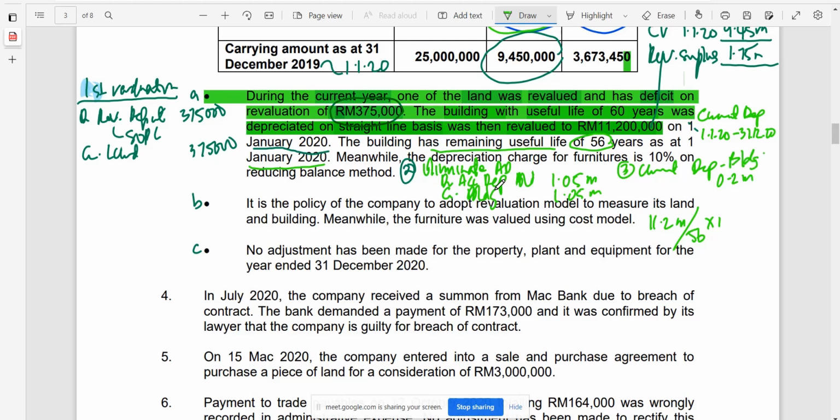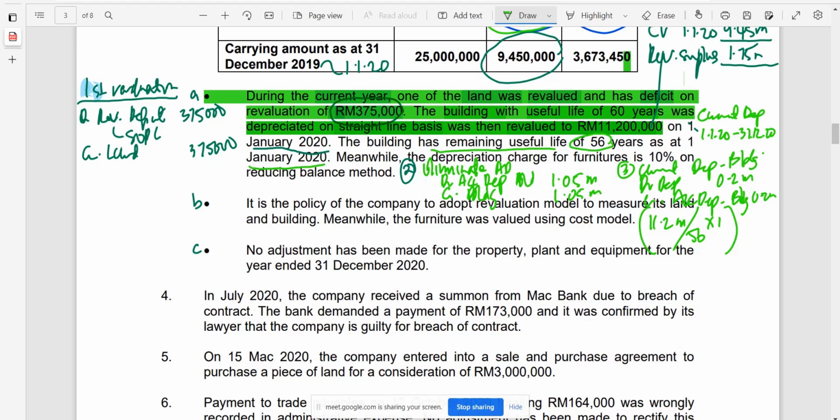Yes, very good. So you are going to debit the depreciation, credit the accumulated depreciation for building. How much? With the figure 0.2 million, which is your new depreciation based on the revalued amount divided by the remaining useful life, 56 years. Depreciation for furniture, you are informed using reducing balance method.